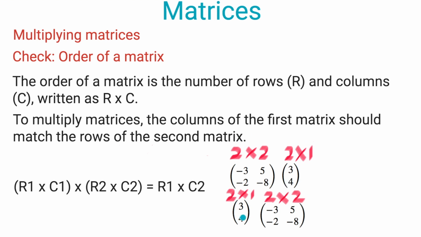In the second example here, we have a 2 by 1 matrix and the second matrix is 2 by 2. So are we able to multiply these two matrices? The answer is no, because if you look at the columns from the first matrix and the rows of the second matrix, those two numbers are not the same. That means they're not compatible and you cannot multiply them.